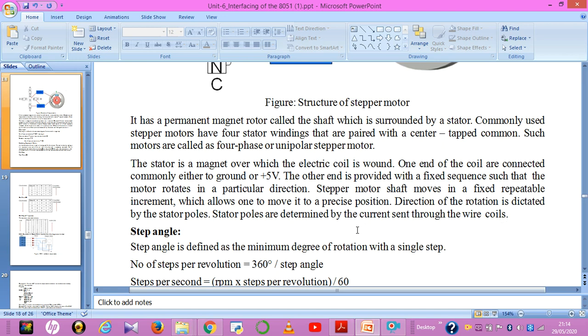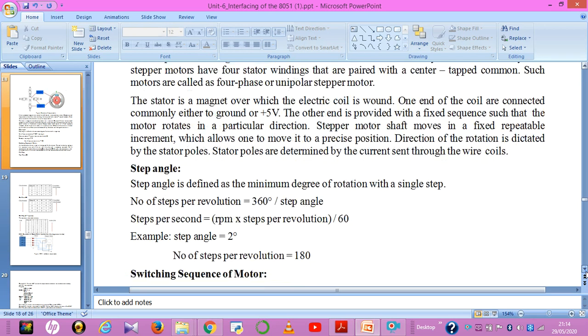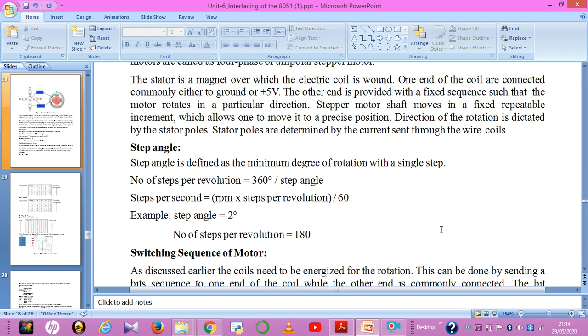If you want to change the direction of the stepper motor, just change the direction of the current. Then you have to calculate the steps for the stepper motor: how many steps it has to rotate, and the angle you have to calculate. That is how to calculate the stepper motor angle. The number of steps per revolution is 360 divided by the step angle. Steps per second is rpm into steps per revolution divided by 60.